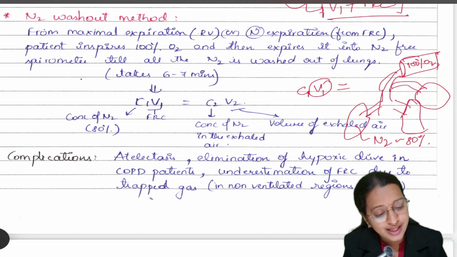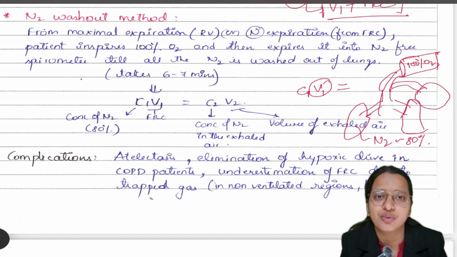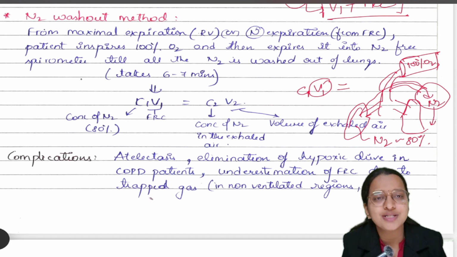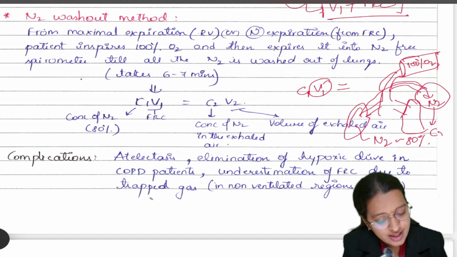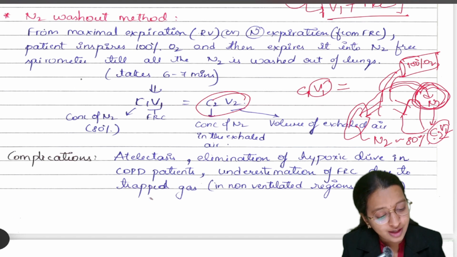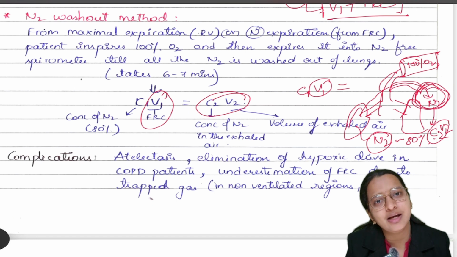As the patient takes 100% oxygen for almost 6 to 7 minutes, all the nitrogen would be washed out and the lungs would be filled by oxygen, right? Which is nothing but denitrogenation. So, while exhaling, we'll collect the nitrogen in a bag and calculate the concentration of nitrogen after 6 to 7 minutes, which is our C2. And we'll calculate the volume of exhaled air, which is V2. Both C2 and V2 we can calculate. We know the C1 already, so we'll be calculating the V1, which is nothing but FRC.